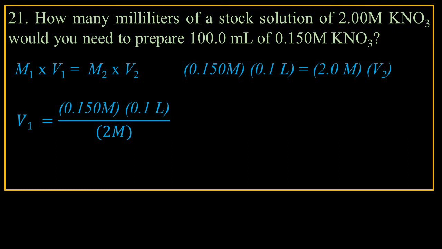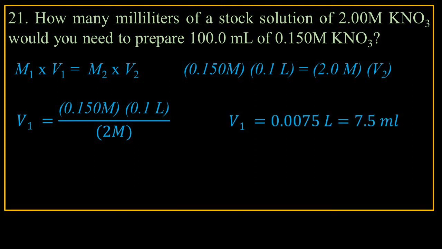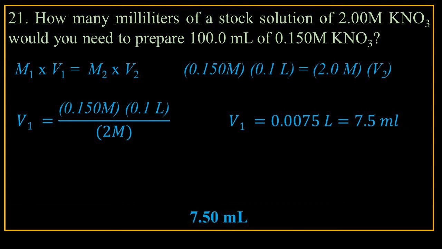So there you're plugging in on the right, upper right, and then, sorry, not cross multiply and divide. You're just simply dividing the left side through by 2 molar, and you're getting 0.0075 liters or 7.5 milliliters. Okay, now, number 22, 7.5 milliliters, that's the answer. Okay, a little redundant.